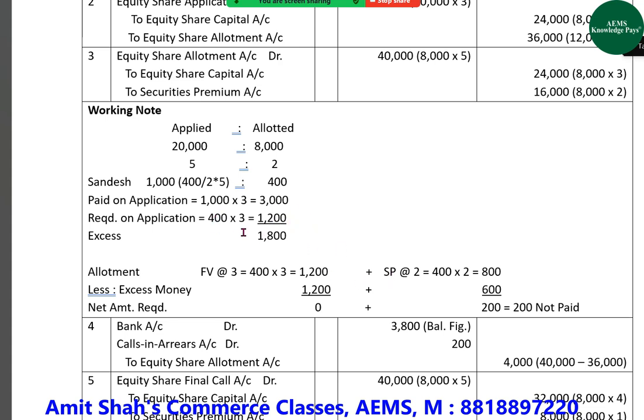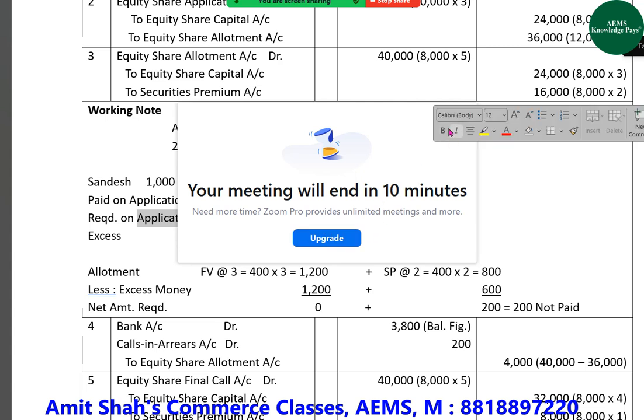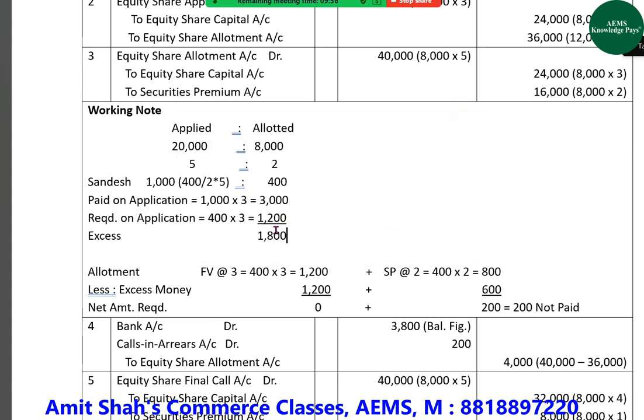From Sandesh, we received the total money in one go, only on application, that is 3000. Out of that, 1200 we have adjusted for the application call, where this entire 1200 is of face value. So this much we have adjusted towards face value. Then out of the remaining excess money of 1800, again 1200 we adjusted towards face value of allotment.